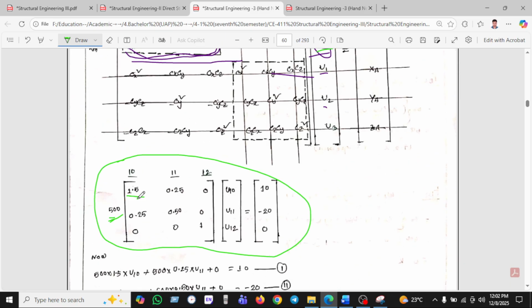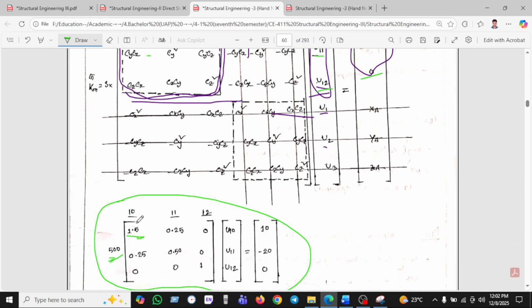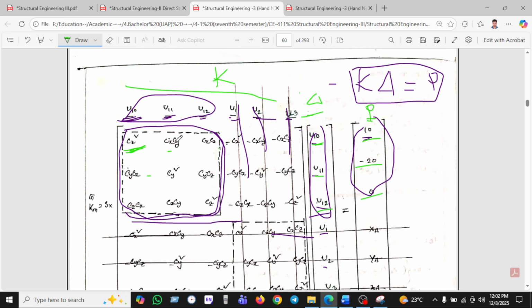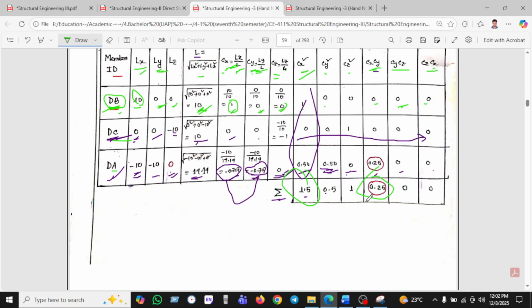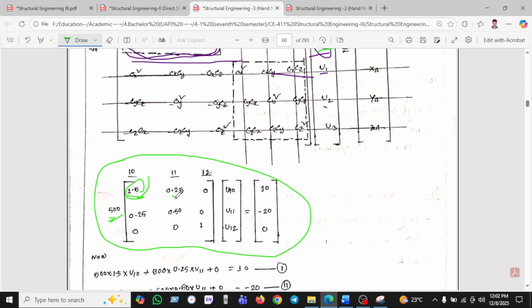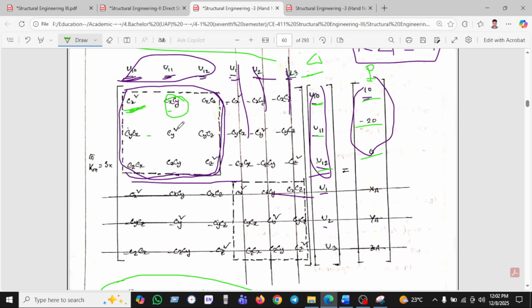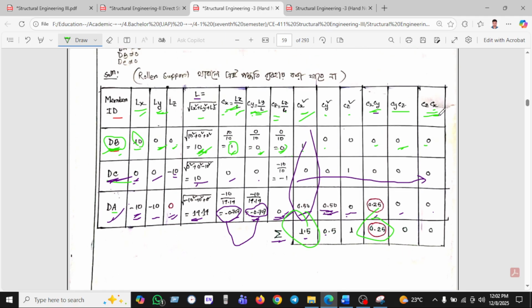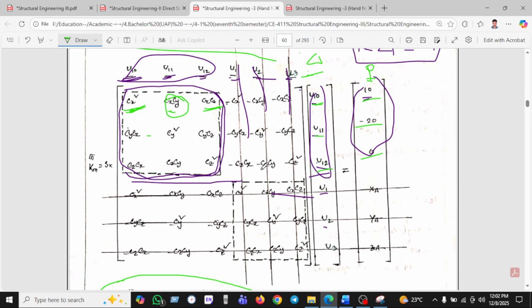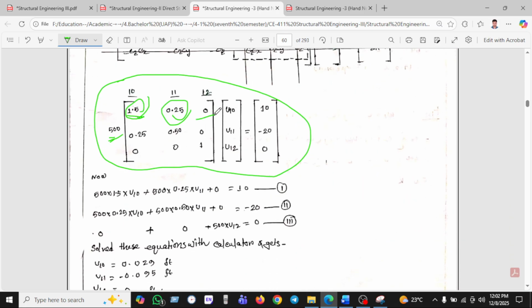So putting 1.5 here, this is the cx square value. We have been putting this value. Now if we put the cx cy, we go to the previous slide. This is the cx cy, which is 0.25. Here is the 0.25. Now we are also taking the cx cz. We have been saying cx cz is 0, so we just put this value as 0.